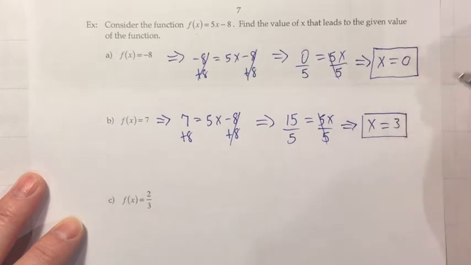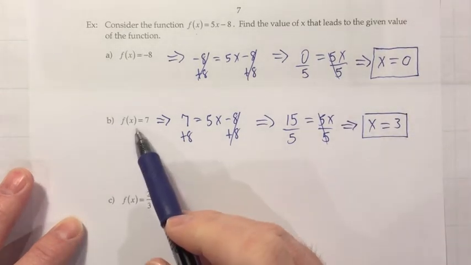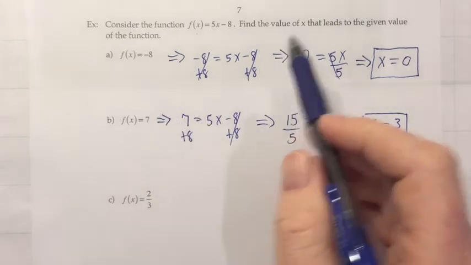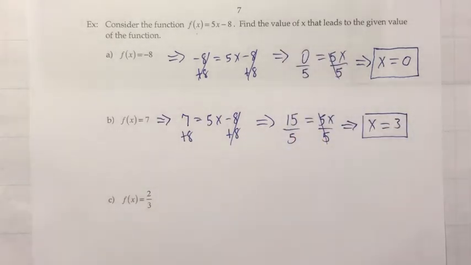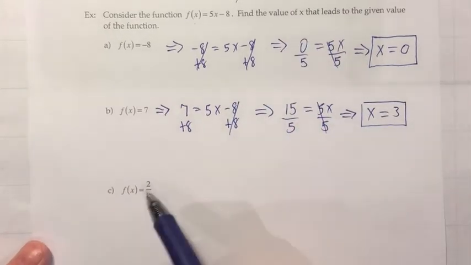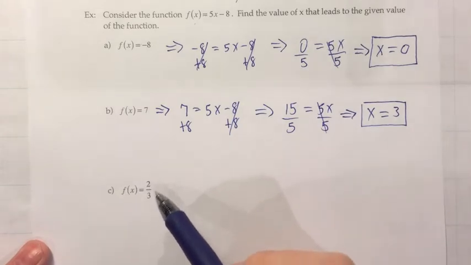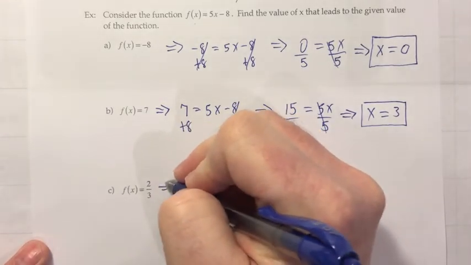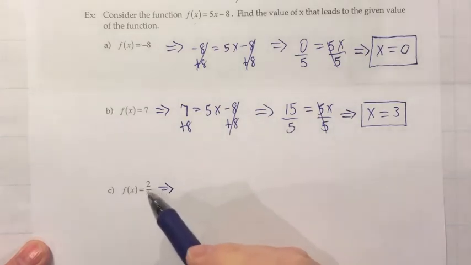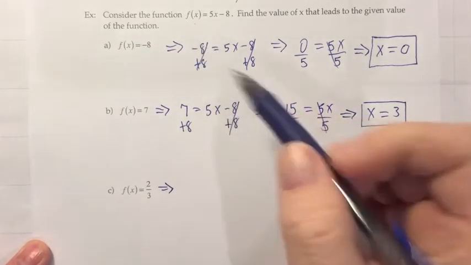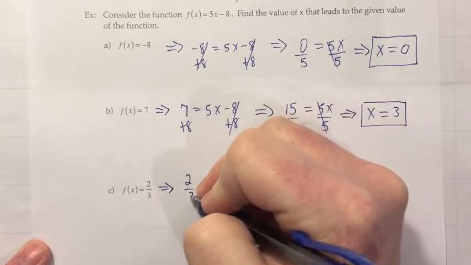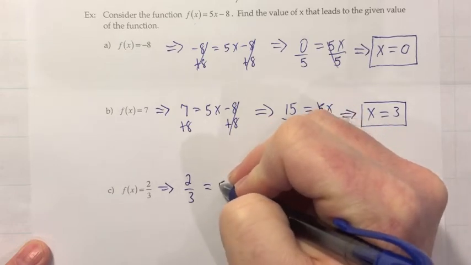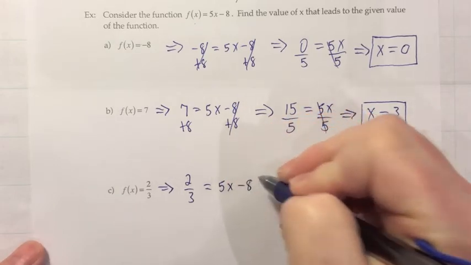And once again, we're finding an x value, which makes sense because they gave us a y value and they were asking us to find an x value. So we can even do that if it's a fraction. We might not be as happy about it, but it's still the same process. If they're saying f of x equals 2/3, then that's a y value, and it replaces this f of x right there. So we get 2/3 equals 5x minus 8.